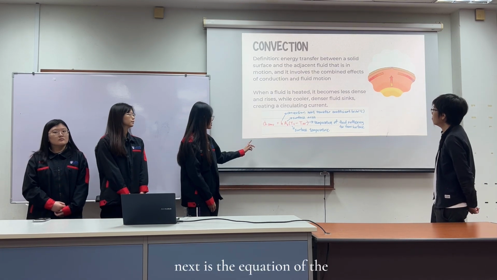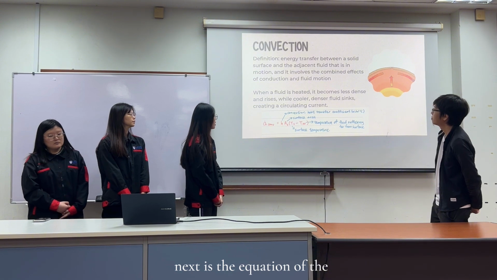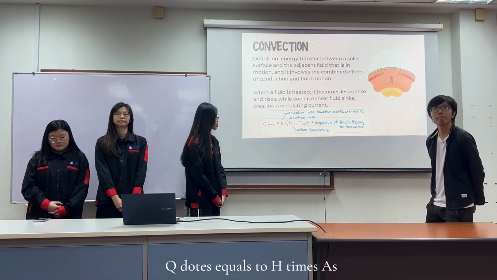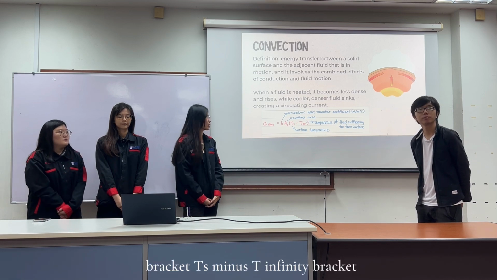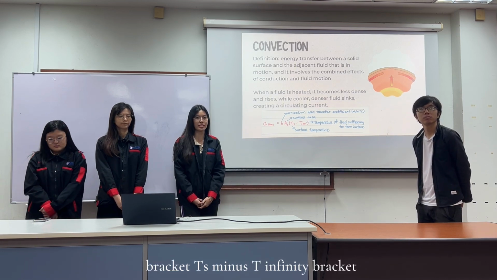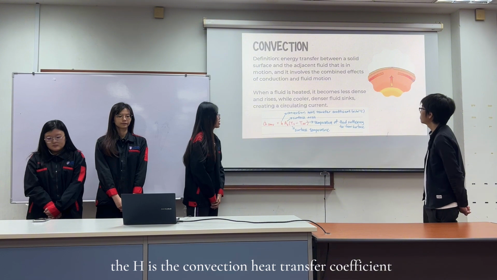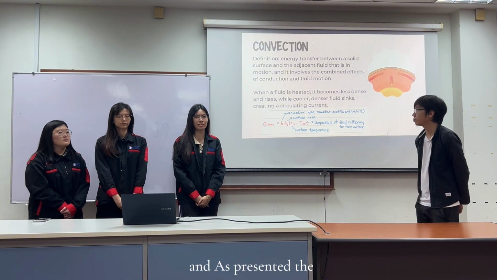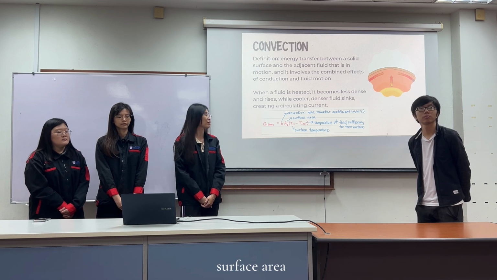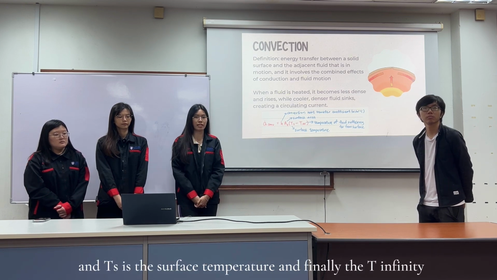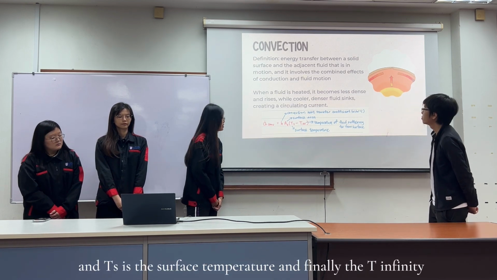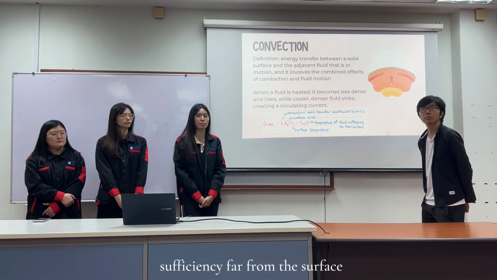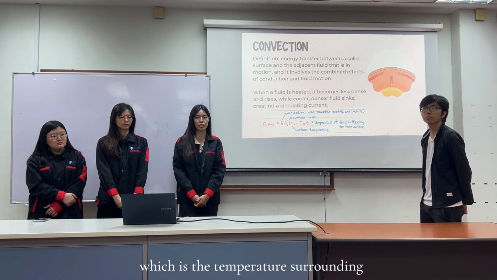The next is the equation of the rate of heat transfer. Q dot equals h times As times the bracket Ts minus T infinity. The h is the convection heat transfer coefficient, the As represents the surface area, Ts is the surface temperature, and finally T infinity is the temperature of the fluid far from the surface, which is the surrounding temperature.